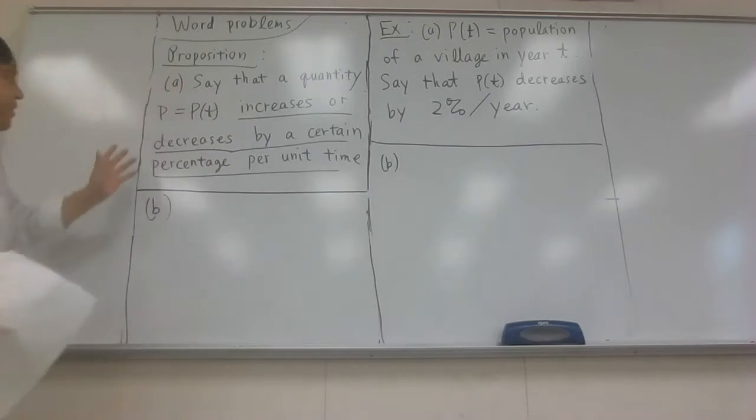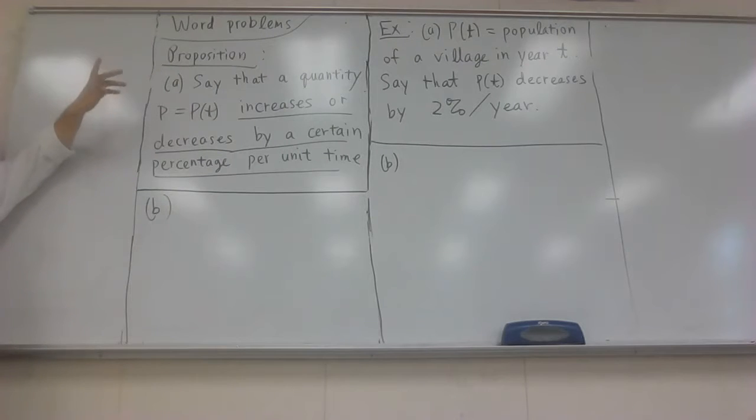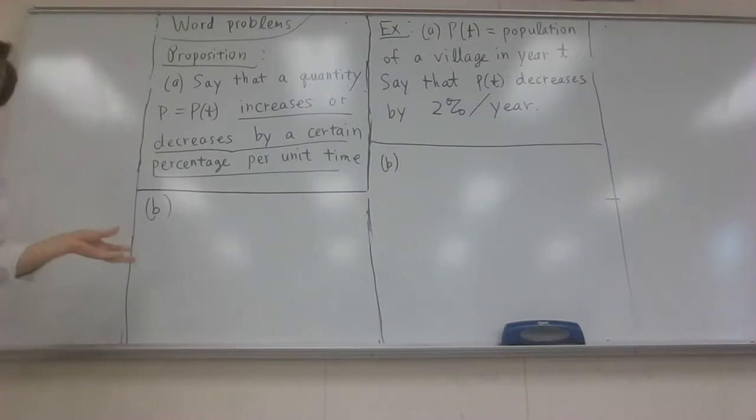Now, back to the theory. We know that we have this quantity that we're interested in, and we know how it changes. It changes by a certain percentage per unit time. But now, let's say that we also know what the initial quantity is, in other words, the quantity at time t equals 0.